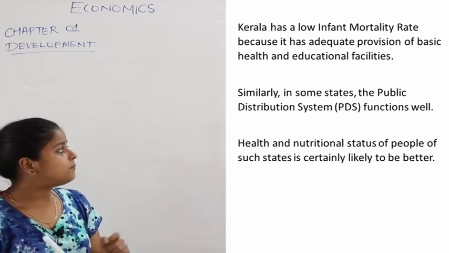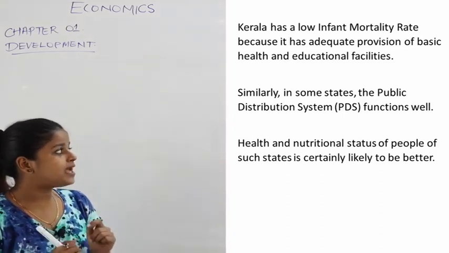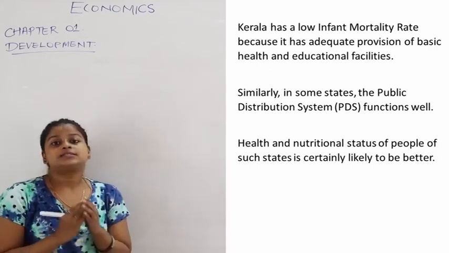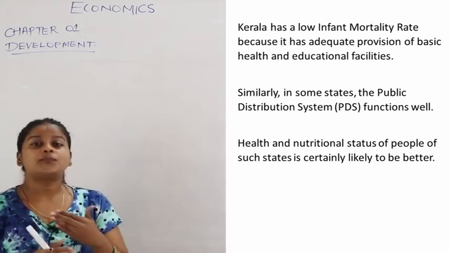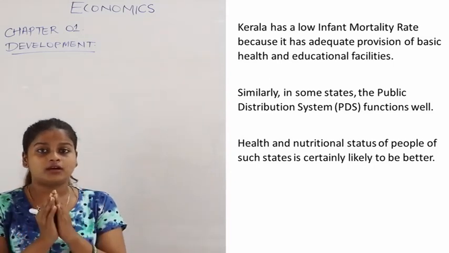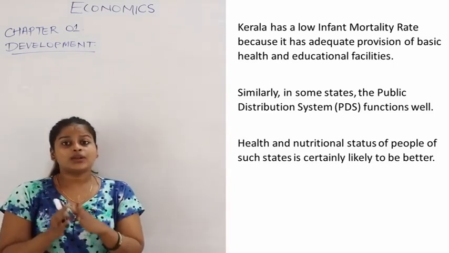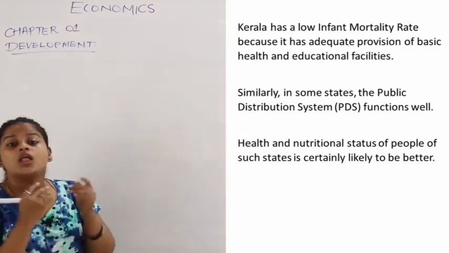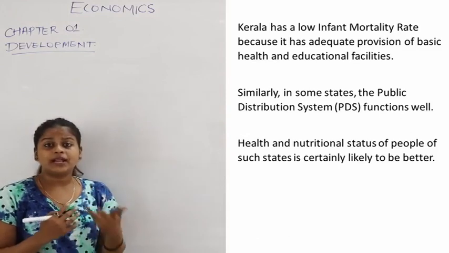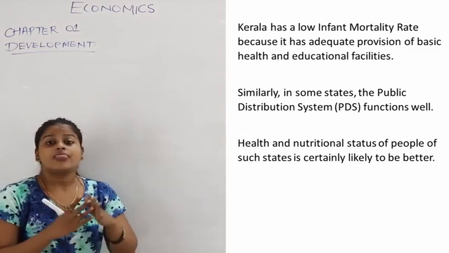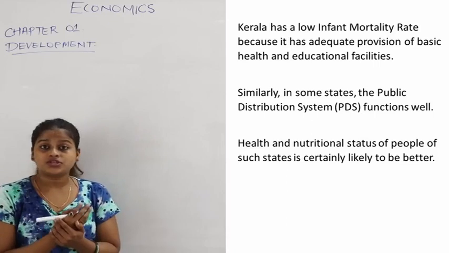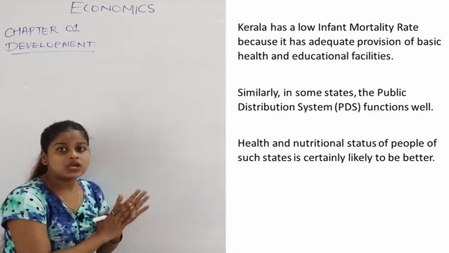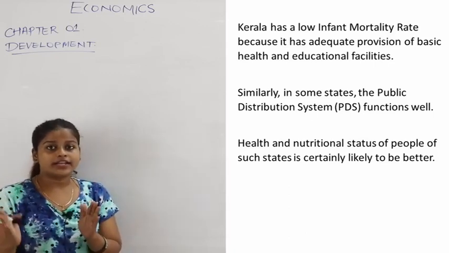Similarly, in some states the public distribution system, that is the PDS, functions pretty well. Okay, so now, we don't only have to focus on the income factor, but we also have to take into consideration the growth, the deaths, how people are dying. We have to take into consideration education and the health of the people. There are many factors apart from just income. We have to focus on other collective measures.